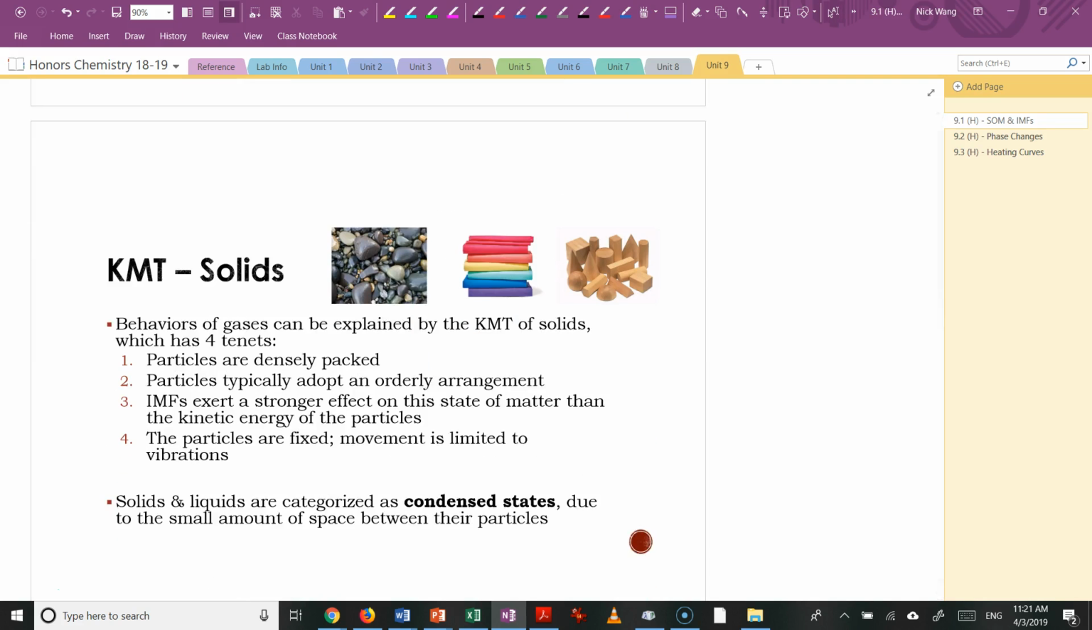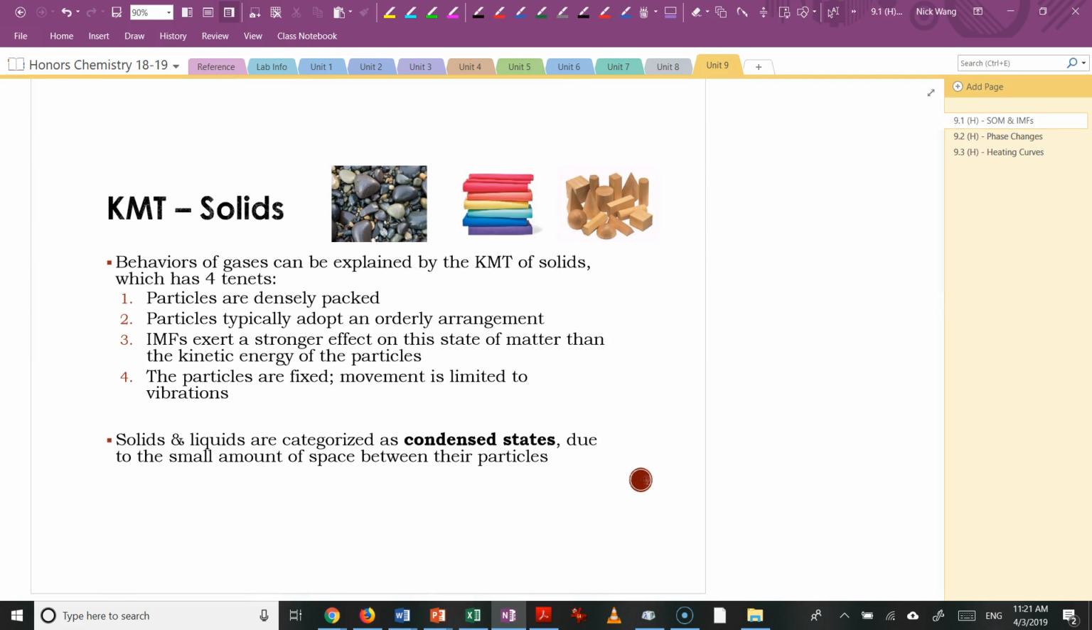All right, last state of matter here, solids. Kinetic molecular theory basically says that the particles are densely packed. The particles typically adopt an orderly arrangement, which we are familiar with, right? We know that solids typically arrange themselves in a very obvious repeated pattern.